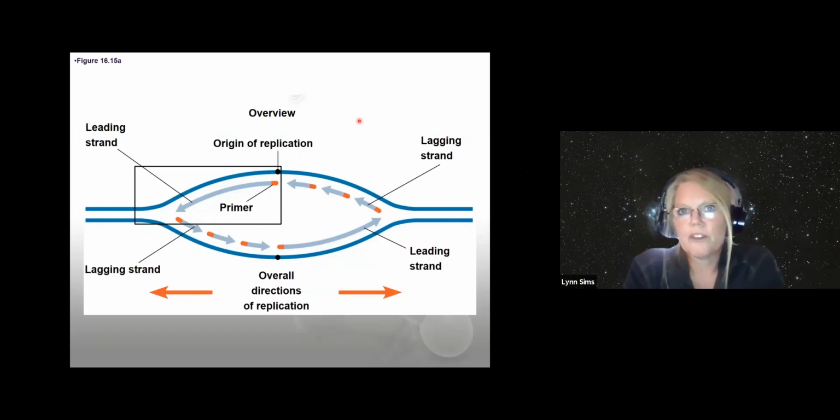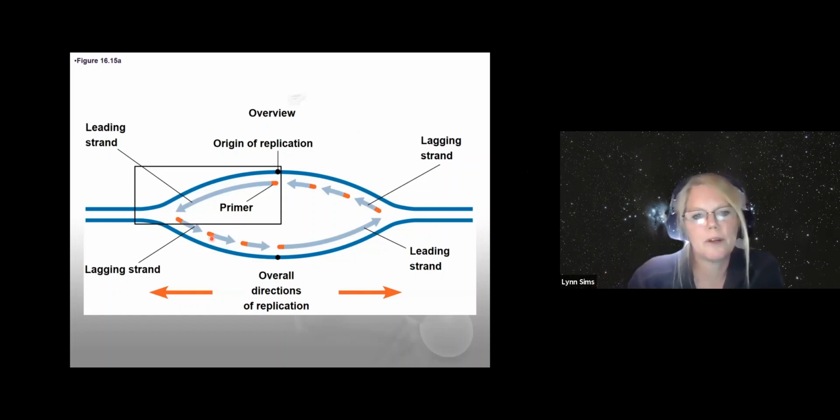This is opposed to the lagging strand. The lagging strand must be done in fragments, and it's because the DNA polymerase, the enzyme that synthesizes these strands of DNA, only works in the 5' to 3' direction.